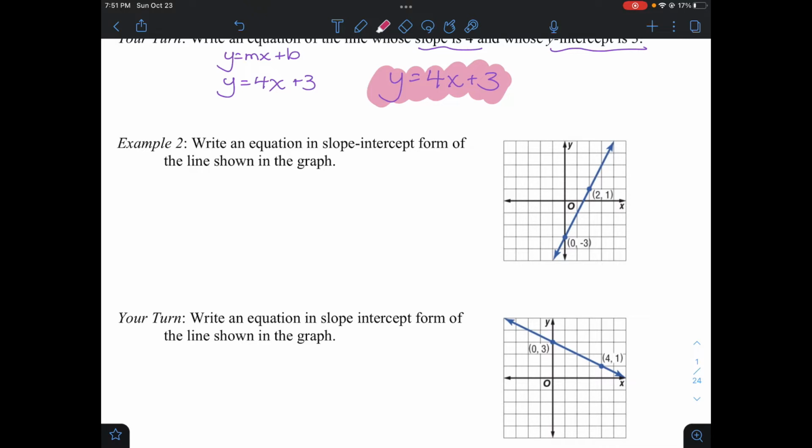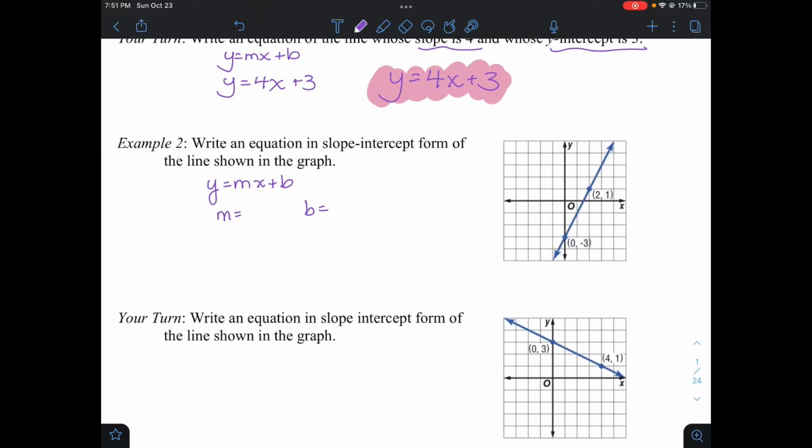It says write an equation in slope-intercept form of the line shown in the graph. So now they're giving us a graph and we have to write the equation. So they still want it in slope-intercept form. So that's y equals mx plus b. My m is equal to what? My b is equal to what? So now we have to use our graph.